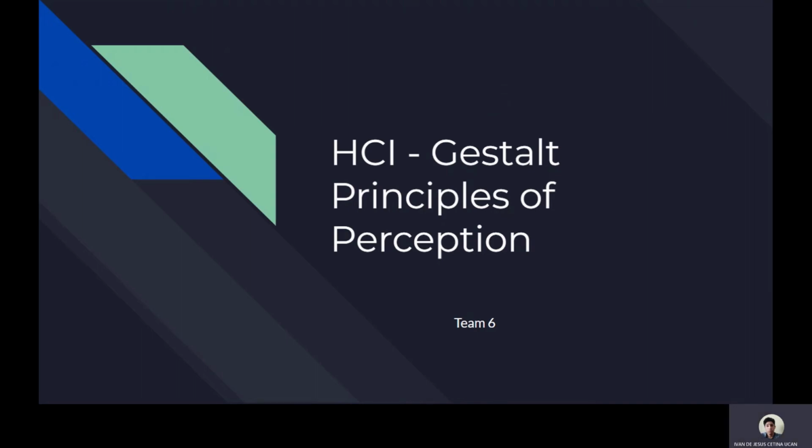Greetings. We are Team 6 of Human-Computer Interaction. Today, we are going to show 5 examples we have found of the Gestalt principles of perception.